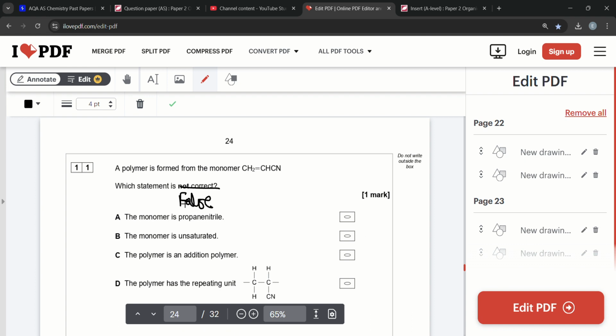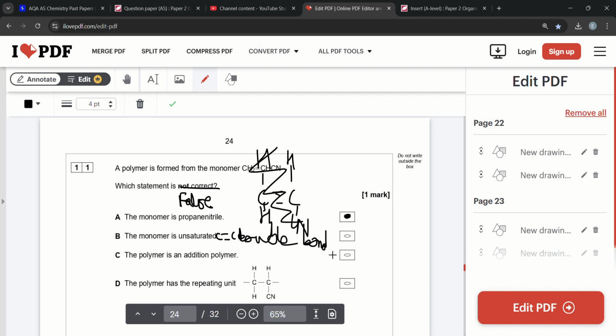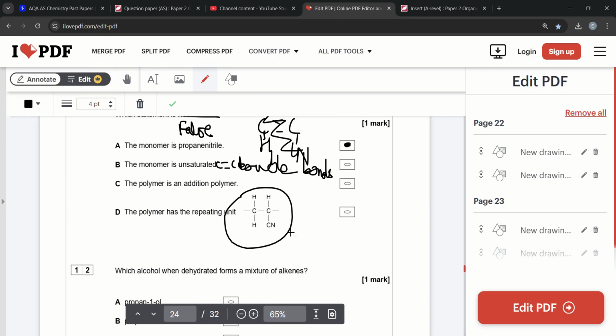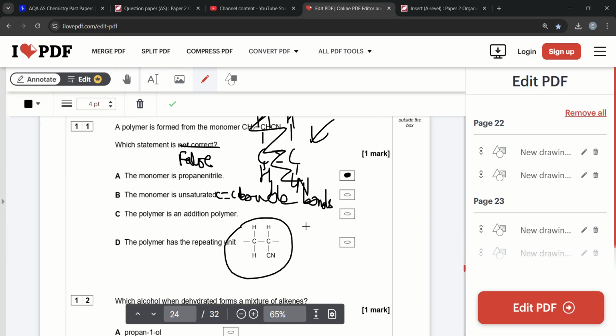The monomer is propane nitrile. If you draw this out, see the one C, H2, HCN. Yes. Propane nitrile, that is not true. The molecule is unsaturated, yes. It has carbon-carbon double bonds. The monomer is an addition polymer, yes, that's true. The monomer has a repeating unit, yes, that's true. Exactly why I drew it without the double bonds and obviously sticking out of the carbon-carbons.